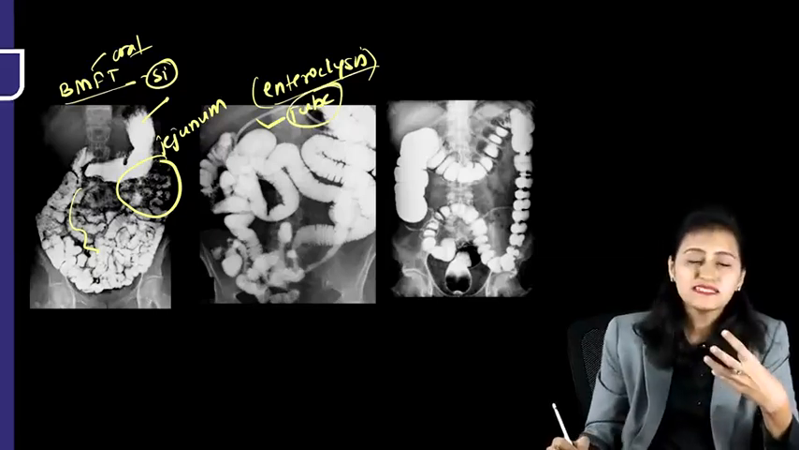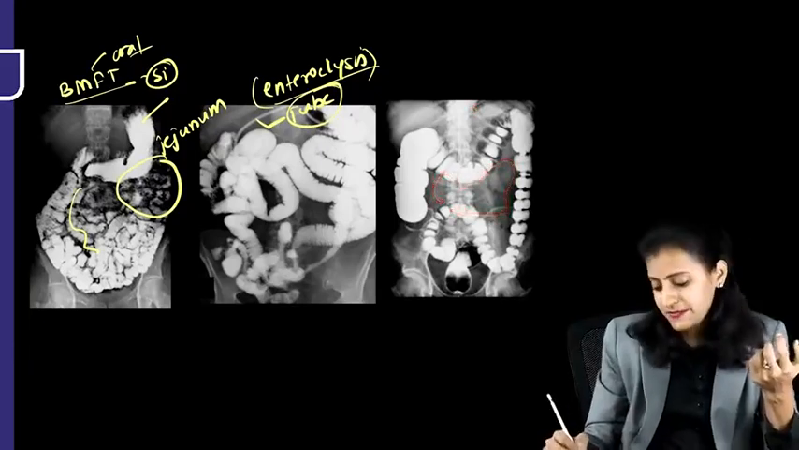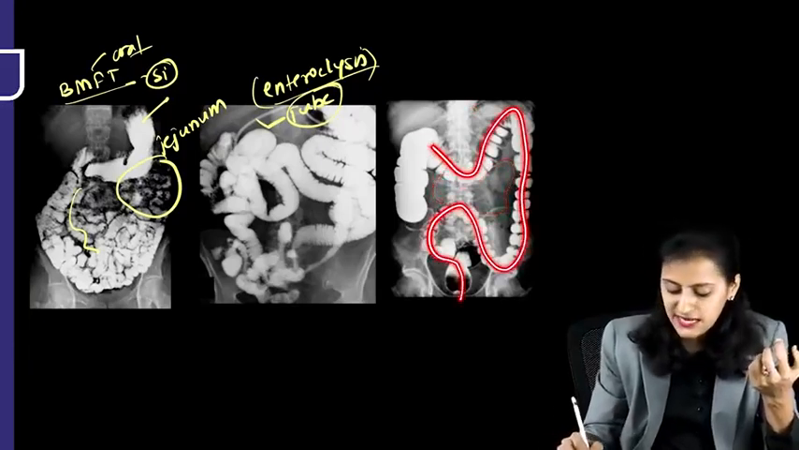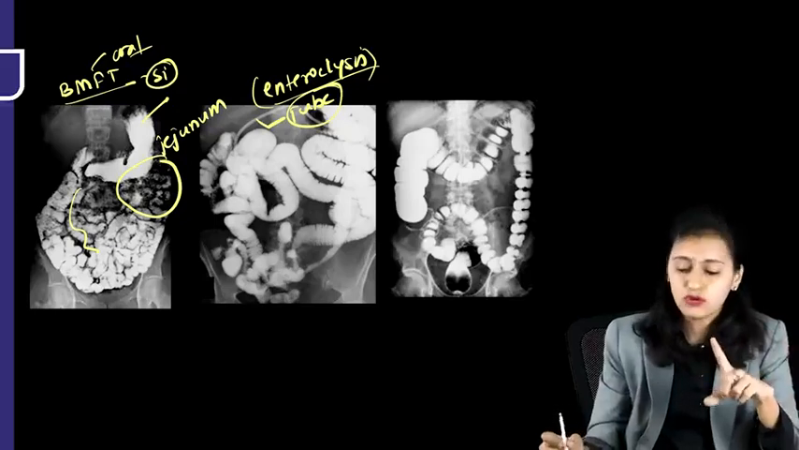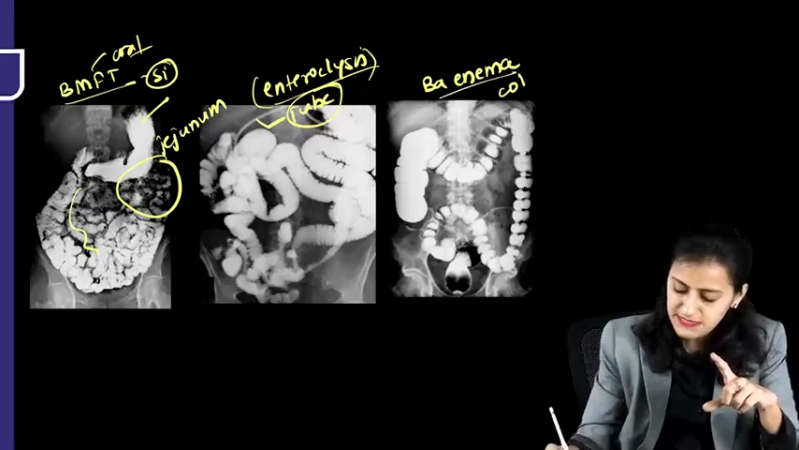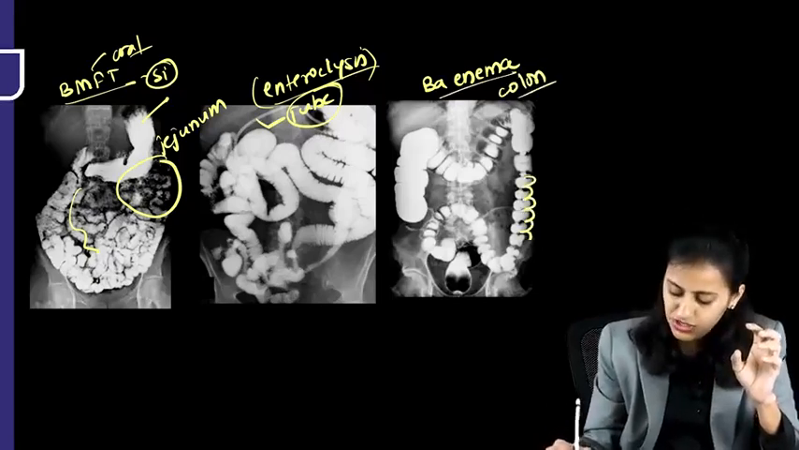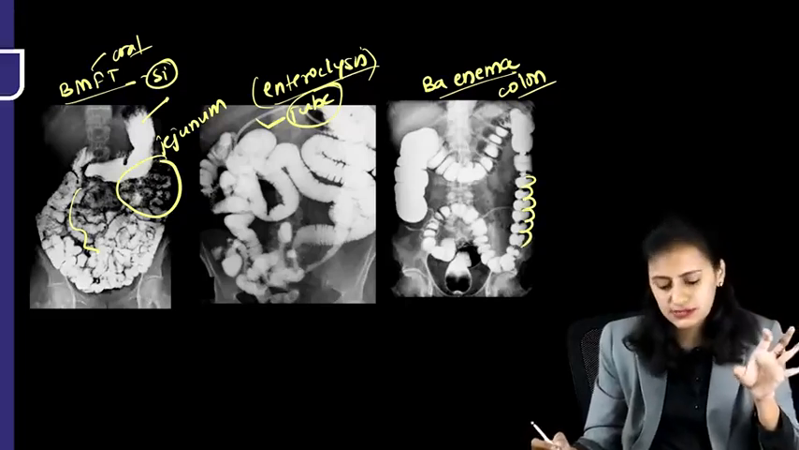Third, where you see that there is no barium in the small bowel loops or the stomach, the barium has actually come transrectally. So that means this is for the colon, the large bowel. This is barium enema, which is basically for the colon, which is identified by these haustrations.